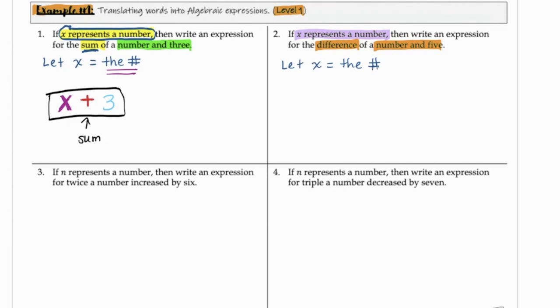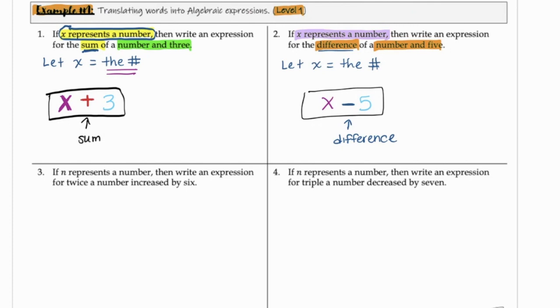Next thing I need to understand is this word, difference. So when you see that word difference, what operation does that mean? Subtraction. So this is difference. So what two things are we subtracting? It says that we're subtracting the number, and what is your number? Again, x, and 5. So nice and easy, right? Again, these are the simple types of problems.